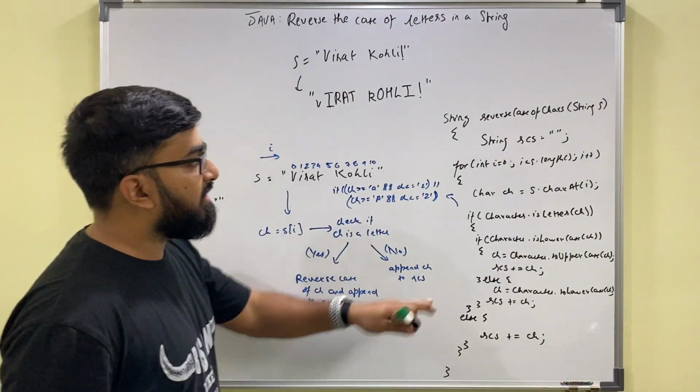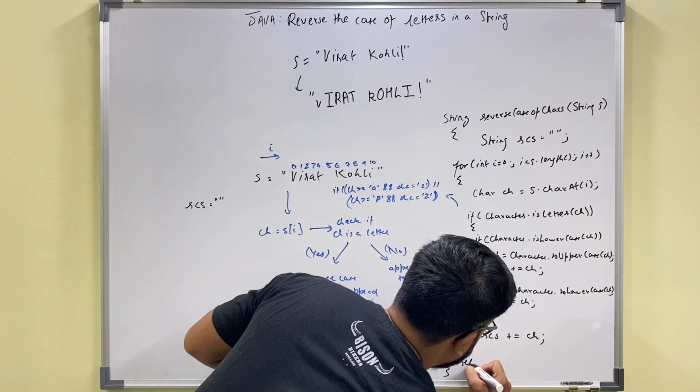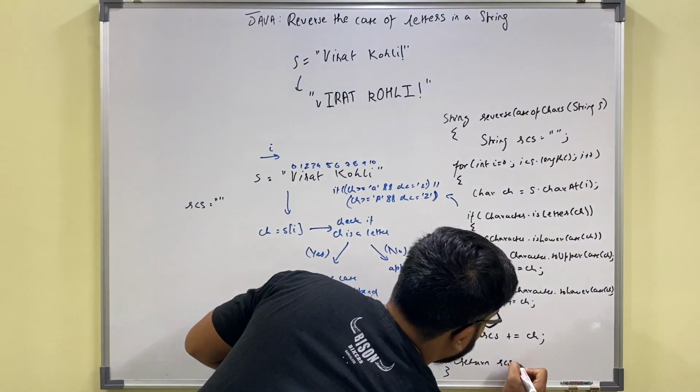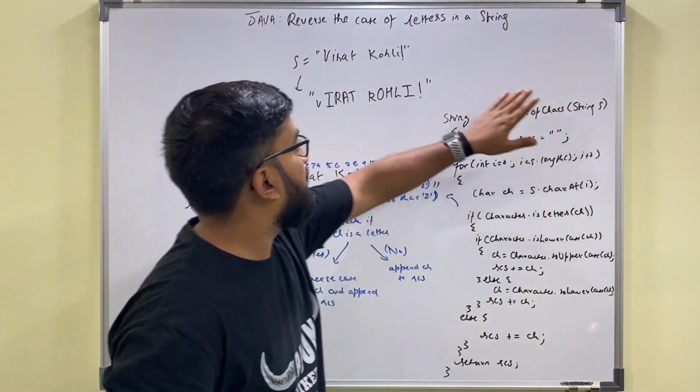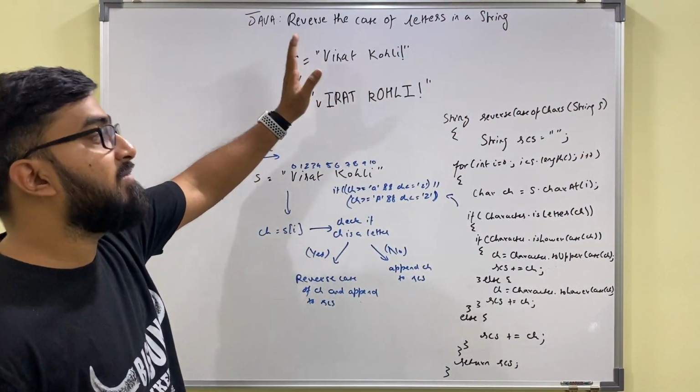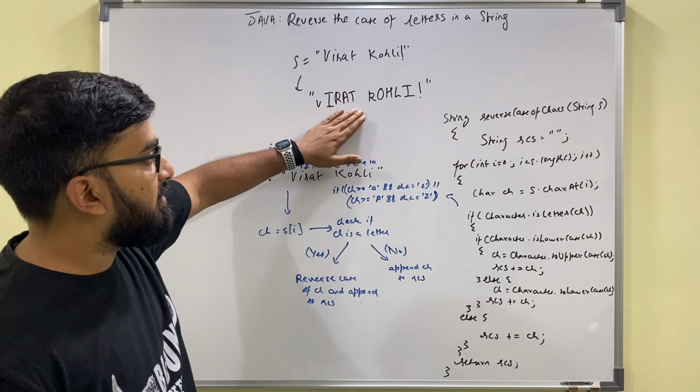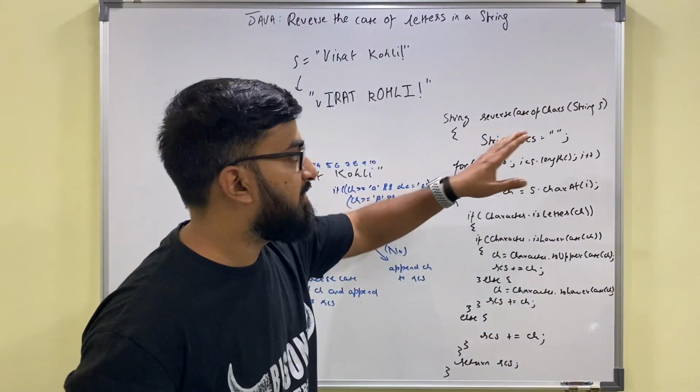One final thing is to return this value. Before the function closes, I'll say return RCS. So when you get a string, and we need to reverse the case of all the letters, we have to return this. So this value RCS is returned.